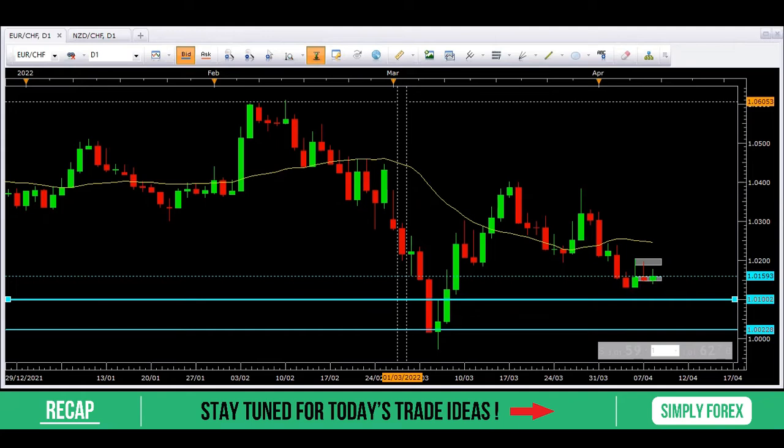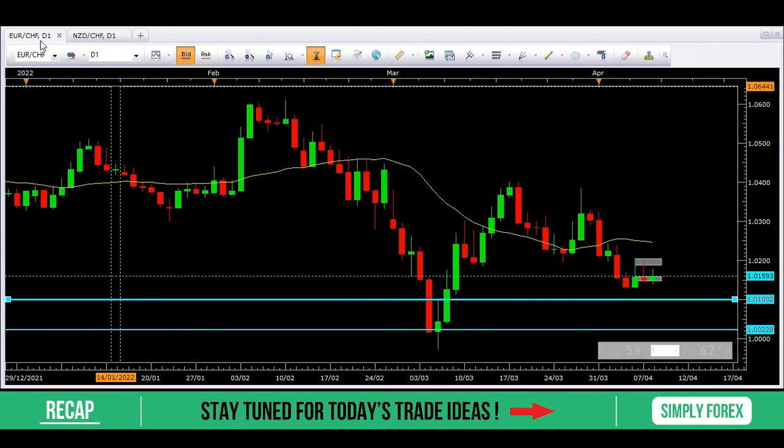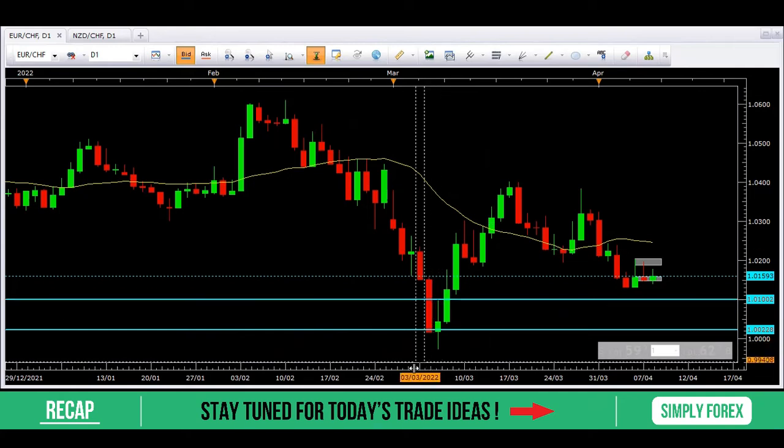Right, as always, guys, we're going to look back at Friday's trades and have a quick recap. So there were two trades from Friday that we were looking at. The first one was this. This was the euro against the Swiss franc. This is the day chart.